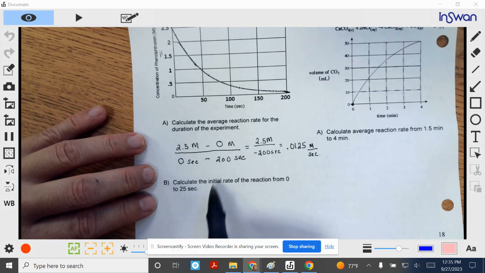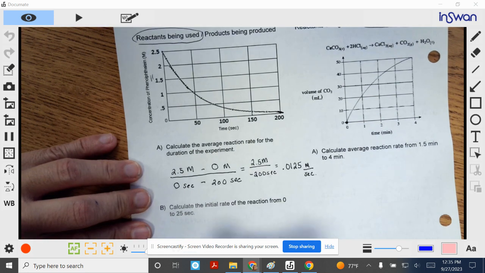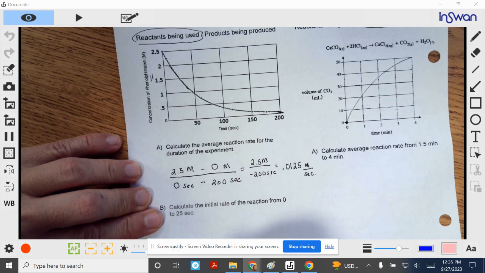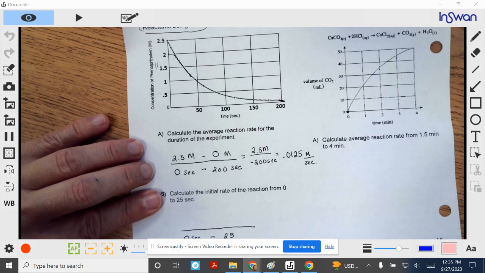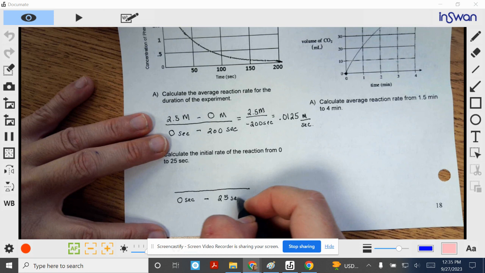It says calculate the initial rate from 0 to 25 seconds. So this one's easy. It's telling me my 2 times. So let's put 0 seconds on the bottom, and then let's put 25 seconds. Let me move this up so you can read it a little bit better. So we'll put 25 seconds there.